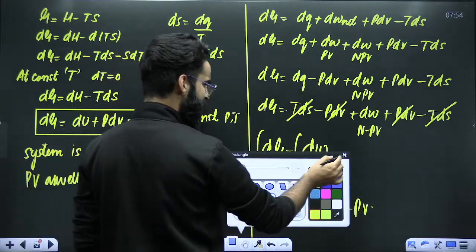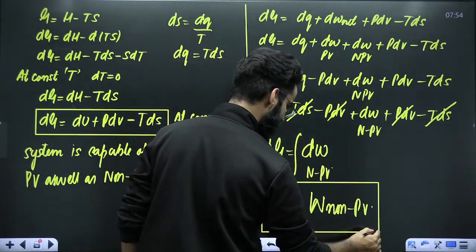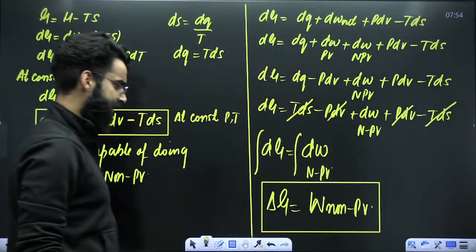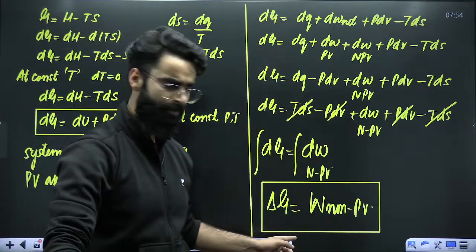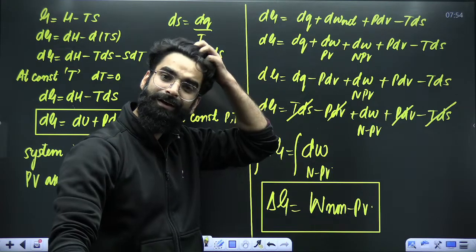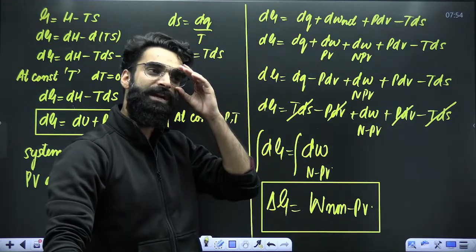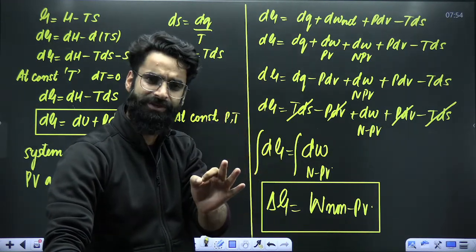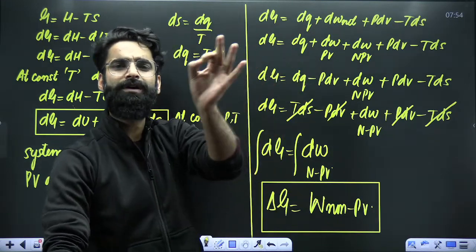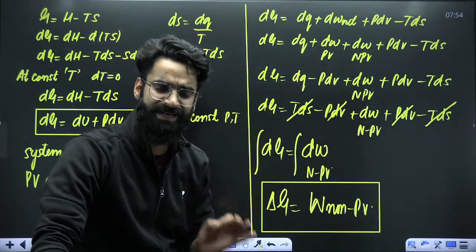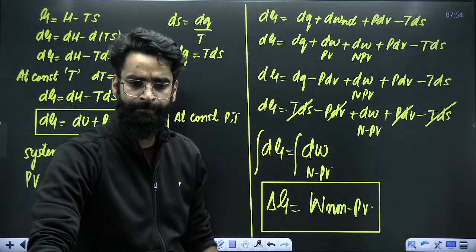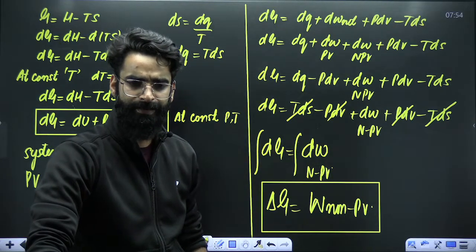Is this something which I told you a few minutes back only? What is this? Delta G is equal to non-PV work. What is the significance of this equation? It means some part of the Gibbs free energy is converted into useful work, that is, non-PV work.